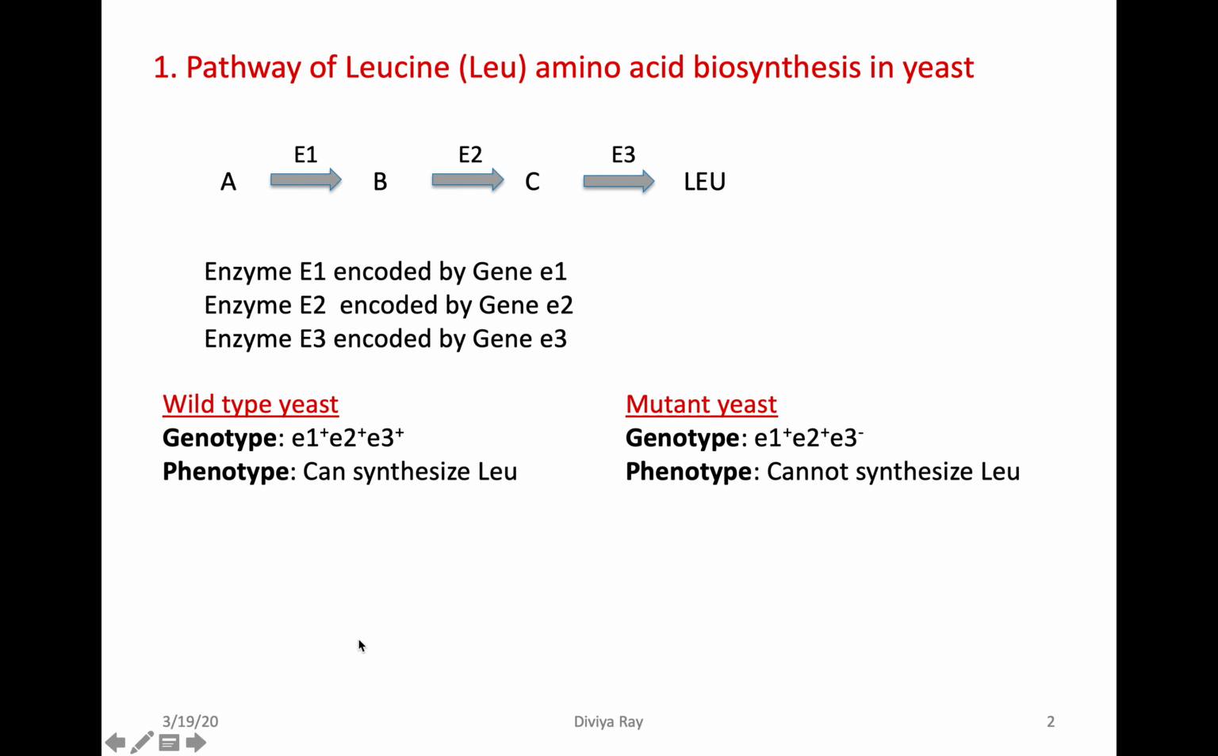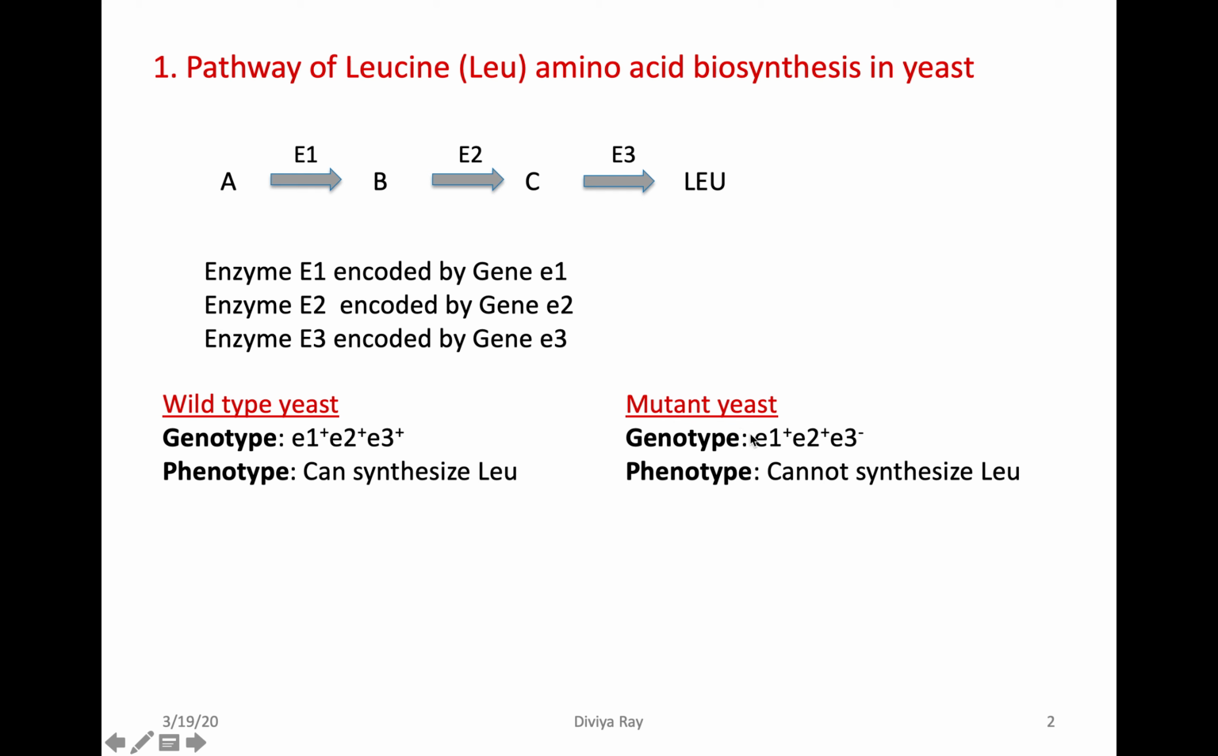You're working with two different forms of the yeast. One is the wild type yeast, and this yeast is capable of synthesizing leucine because it has gene E1, gene E2, and gene E3, which produce the normal functioning E1, E2, and E3 enzymes, as shown by the plus signs over here. As a result, the wild type yeast is capable of synthesizing the amino acid leucine, and therefore it is able to grow in a medium independent of the presence or absence of leucine.